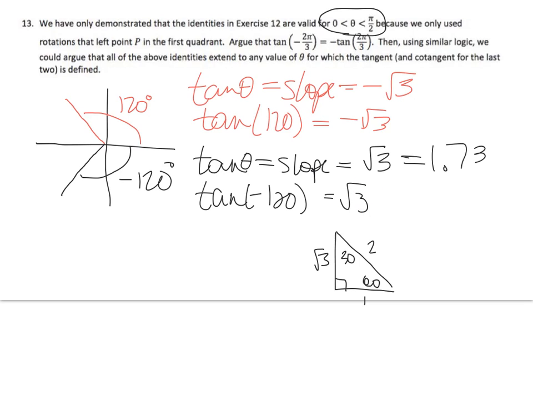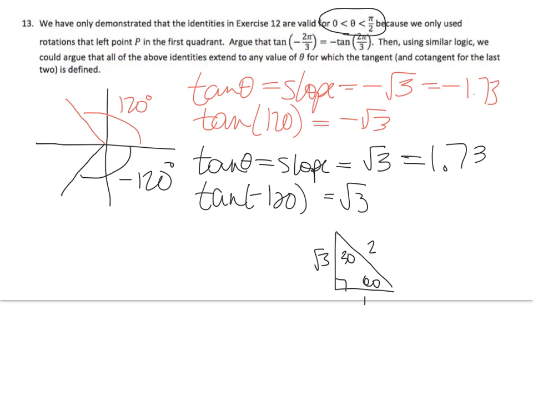In red, you'll see here I have positive 120. So tan of theta, which is my slope, is actually negative square root of 3. This is a negative slope here, which is negative 1.73. So tan of theta equals my slope of my terminal ray, which is negative square root of 3. Tan of 120, that's a positive angle measurement, equals negative square root of 3.